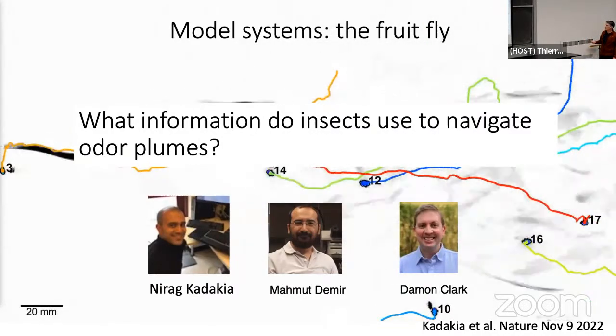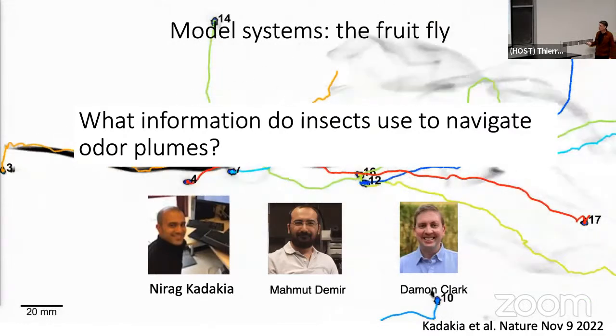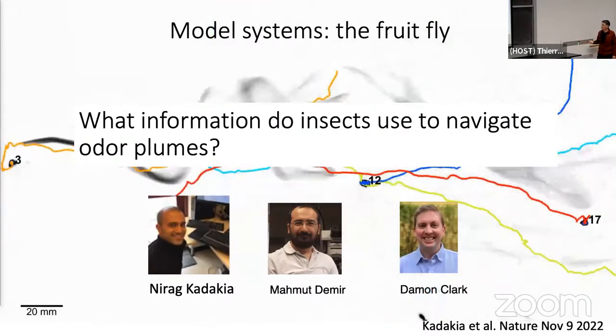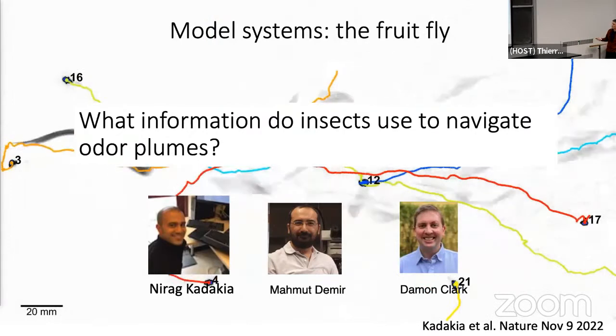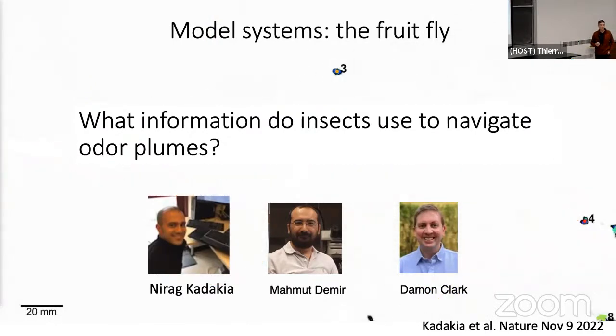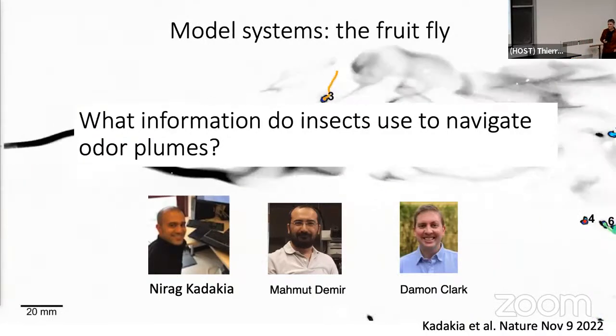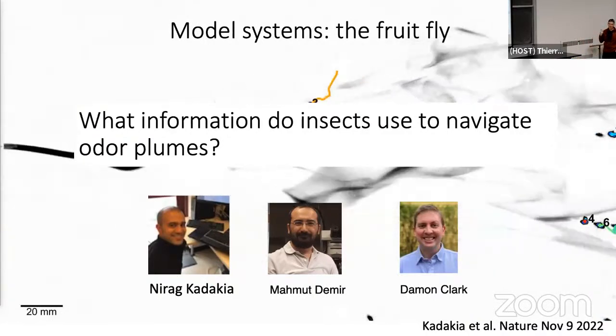And this is work done by Niraj Kadakia, a postdoc in my lab, and Mahmoud Demir, another postdoc, and a collaboration with Damon Clark, who is a colleague of mine, who is an expert in vision and motion in vision, and you'll see why it's important. And that was just published last week.